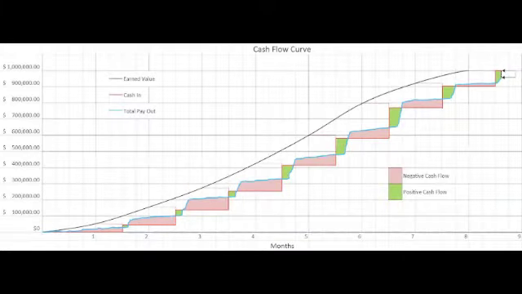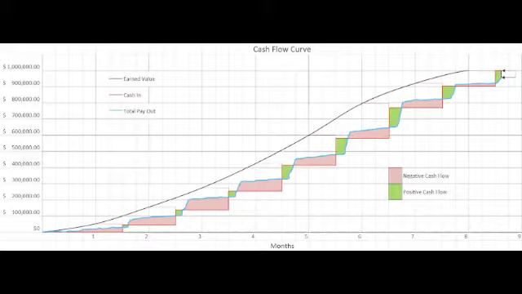The following is an example of a cash flow curve for a building costing around $1 million and taking about 8 months to complete. We will subcontract about 75% of the work, and the pay application periods will be 45 days. The following cash flow curve is represented by 3 lines.